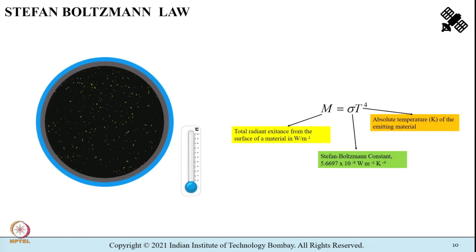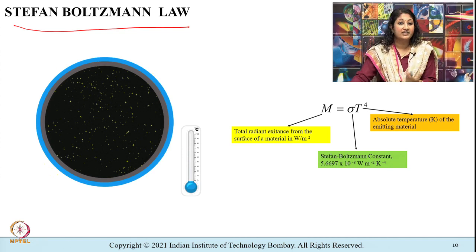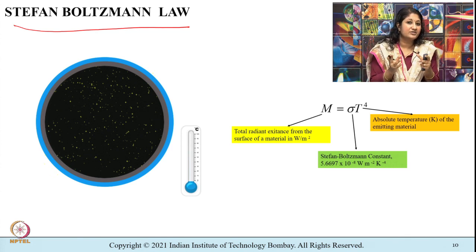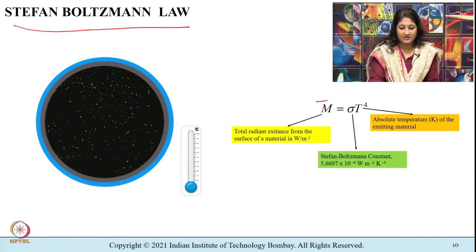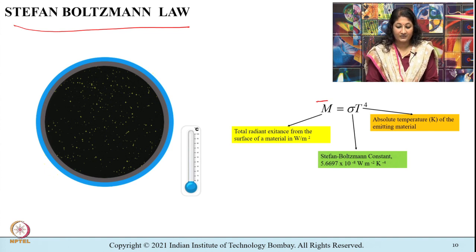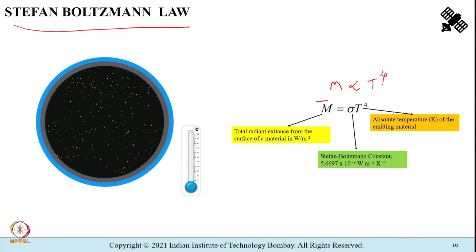Moving on. Now as we have covered the basic terminologies, let us come back and understand the radiation laws. I will start with something known as the Stefan-Boltzmann law. The amount of energy an object or a body radiates, among other things, is a function of its surface temperature, and this is expressed as the Stefan-Boltzmann law, which means the total radiant excitance from the surface of a material in watts per meter square is directly proportional to the 4th power of the absolute temperature of the emitting material. Let me try to repeat.